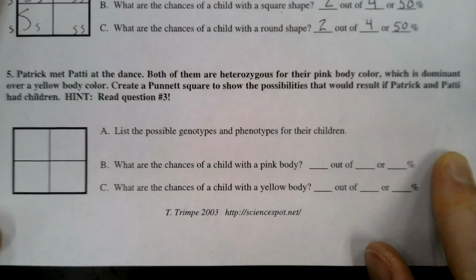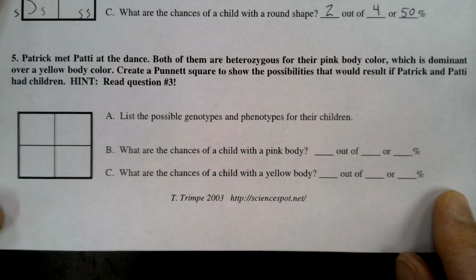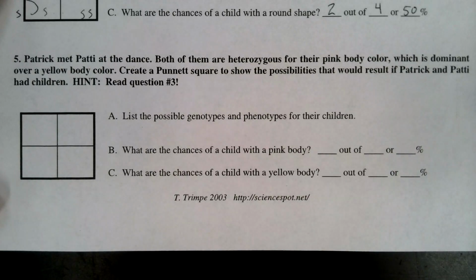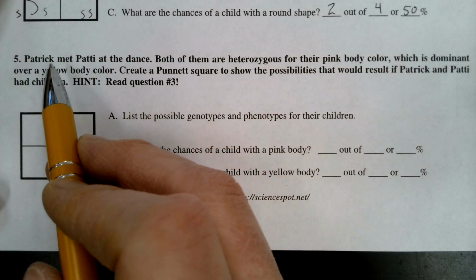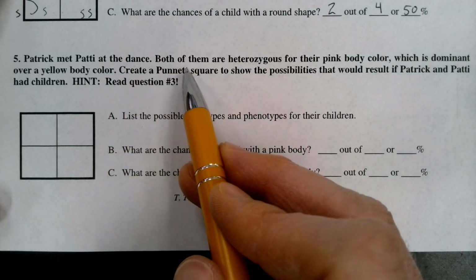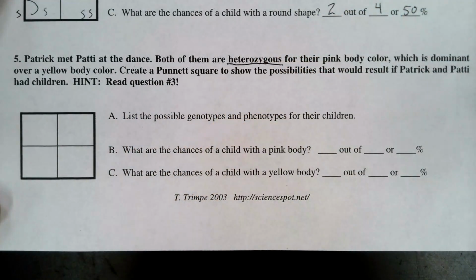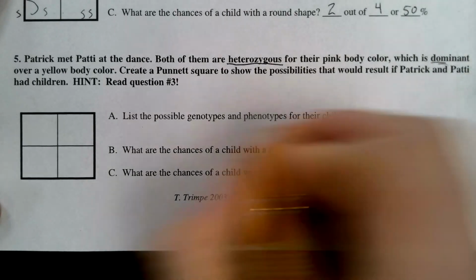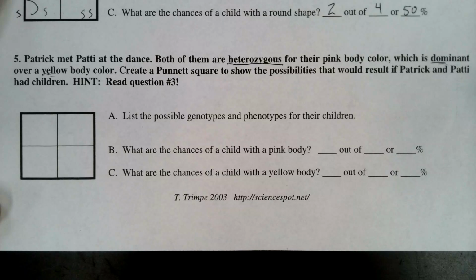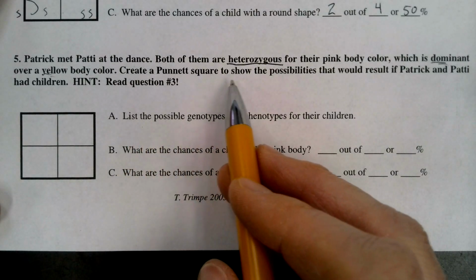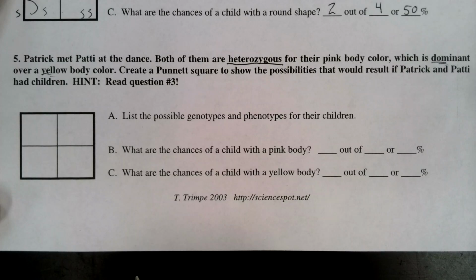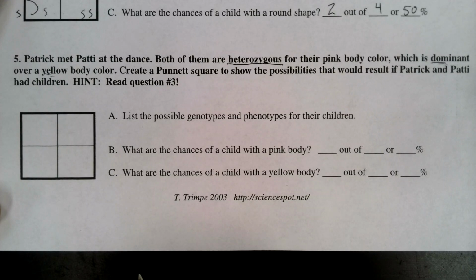Alright, I'm going to do one last one with you before it is your responsibility to finish the rest of it. So a little bit more SpongeBob love here. So we've got Patrick met Patty at the dance. Both of them are heterozygous for their pink body color, which is dominant over yellow. So capital letter is going to be pink. Create a Punnett square to show the possibilities that would result if Patrick and Patty had children.